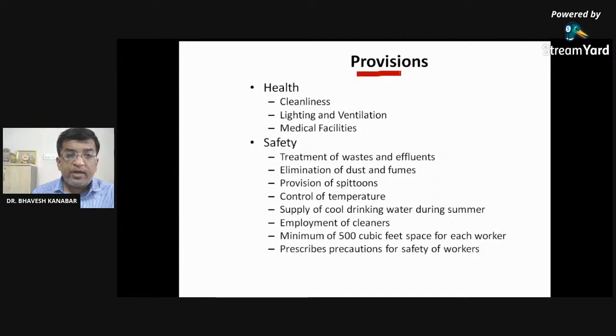So provisions of Factory Act, health provisions and safety provisions. In health provisions, cleanliness is the first and foremost important part. In part 1, we have also discussed cleanliness will provide easy working, good and hygienic condition of the working, so that there can be prevention of the communicable diseases. Proper lighting and ventilation is necessary for avoidance of the accidents, right? So workers who are working, there should be proper ventilation, proper light.